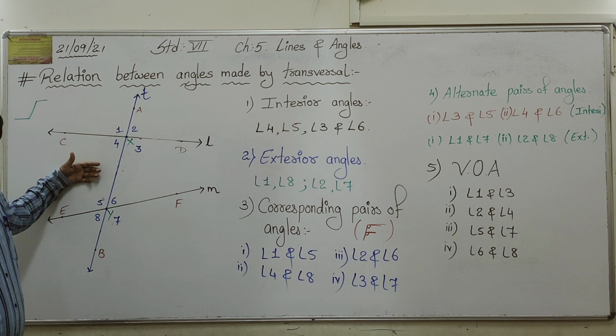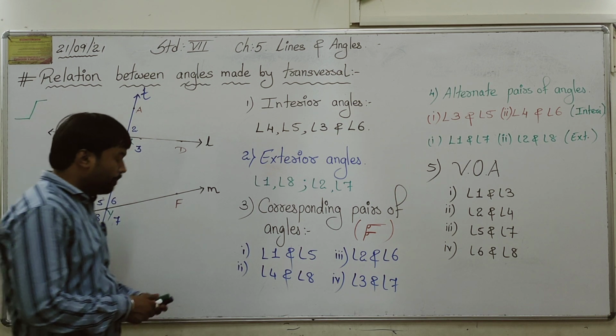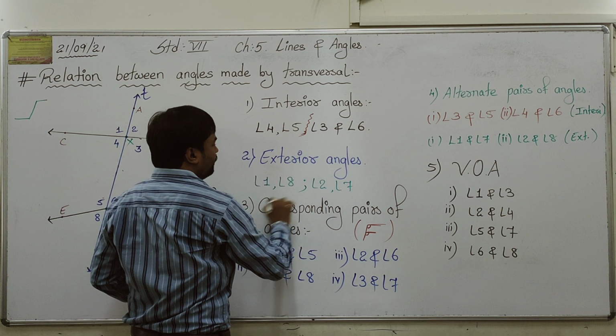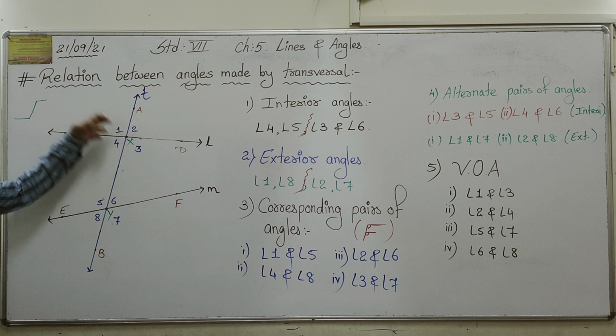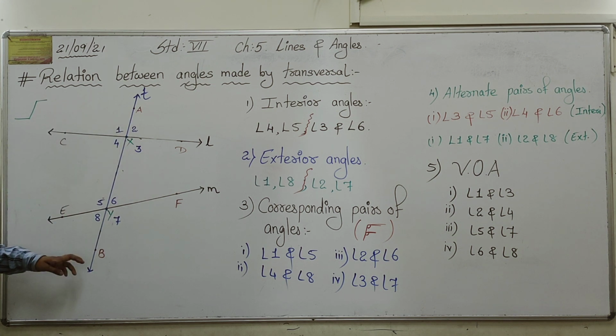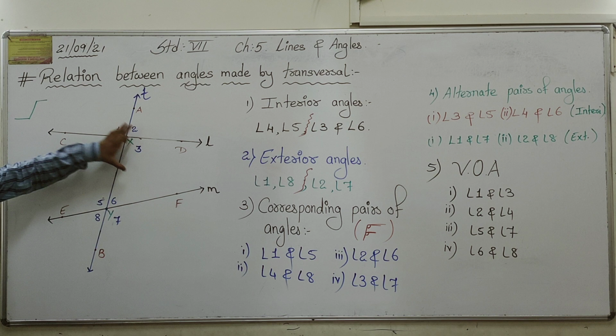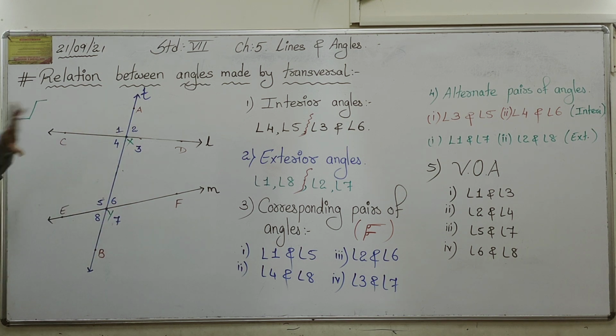Interior angles are done. Same side of the transversal, we make pairs like this, and in the same way pairs will form here. Two pairs for interior, two for exterior, and corresponding 1, 2, 3, 4. Alternate pairs: two pairs for interior, two pairs for exterior, and vertically opposite angles, total 4 pairs. Right? Once this relation is locked in your mind, you can solve the rest of the exercise easily. Understood? Right?